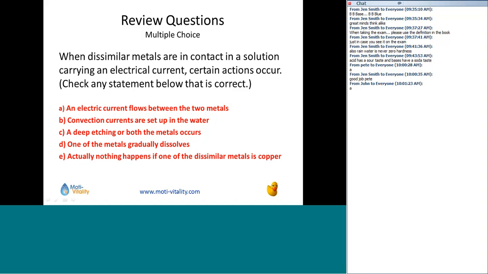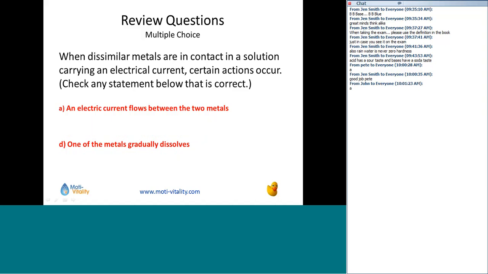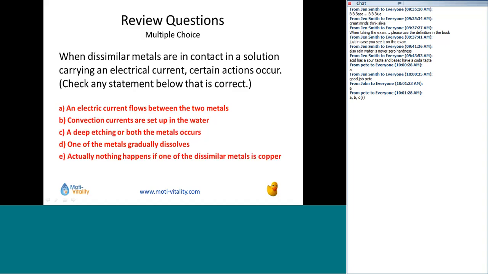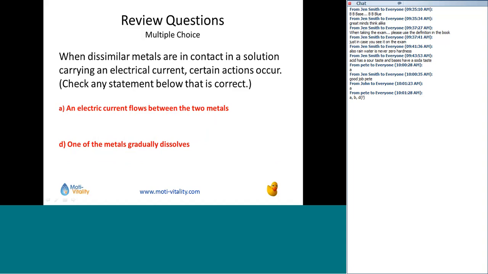The answer is A and D. An electric current flows between the two metals, and one of the metals gradually dissolves. So not B. Let's look at B. Convection currents are set up in the water. No, it's just A and D.